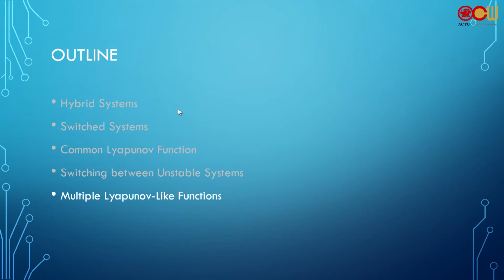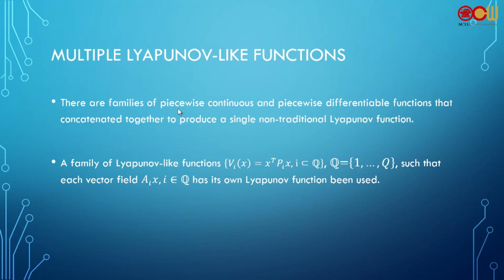Multiple Lyapunov functions can be used to analyze an overall system. There are families of piecewise continuous and piecewise differentiable functions that are concatenated together to produce a single non-traditional Lyapunov function. You merge those into a single Lyapunov function. We say non-traditional because the way we define the Lyapunov function is a bit different.